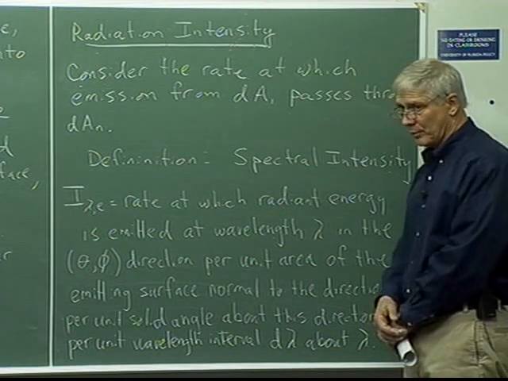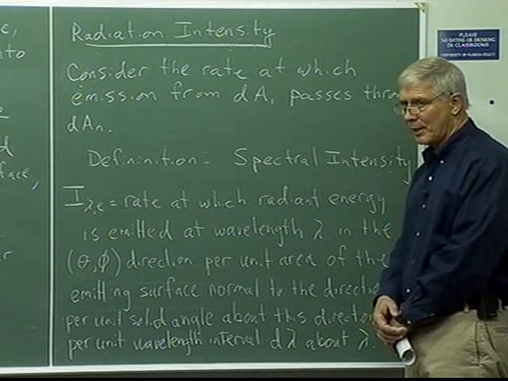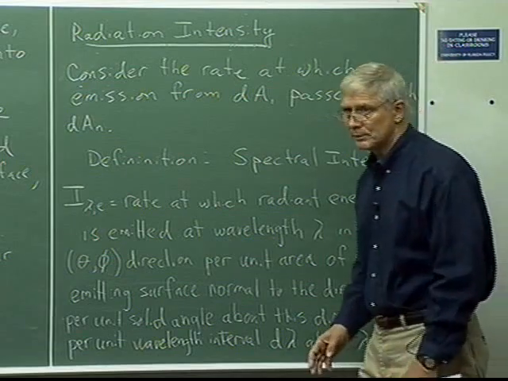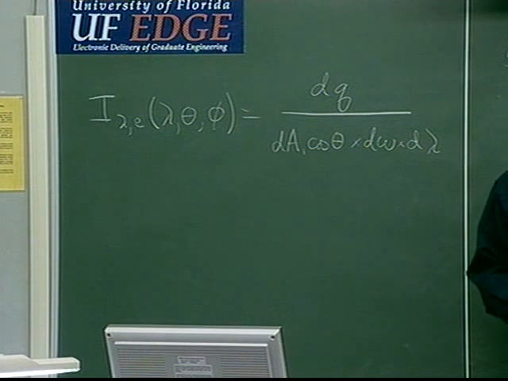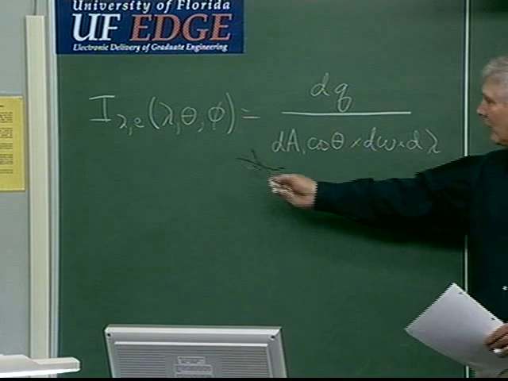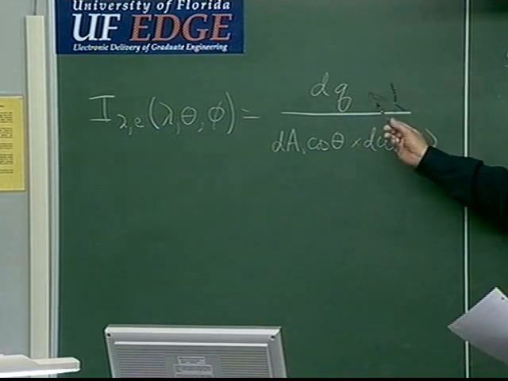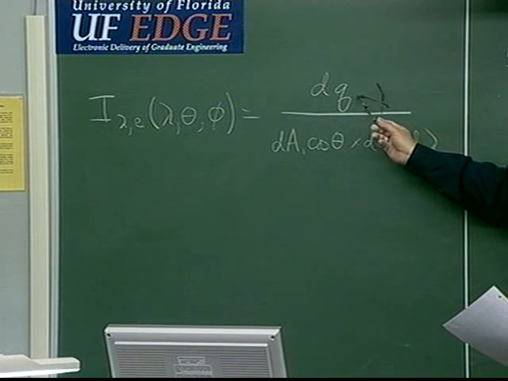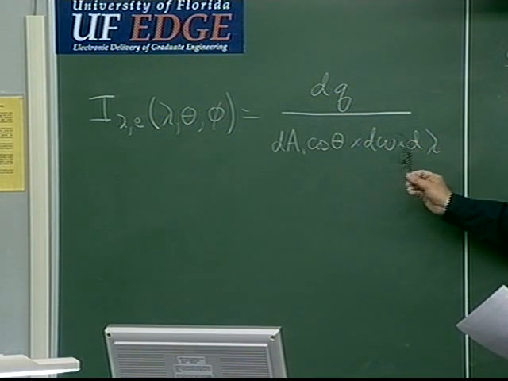Now we've said a lot there, and I think it'll make a lot more sense if we define this mathematically. So that'll be the next step. What I just said can be written as follows. So we have the radiation intensity over here, which is a function of wavelength, theta, and phi, written as the emitted radiation divided by dA1 cosine theta d omega d lambda.